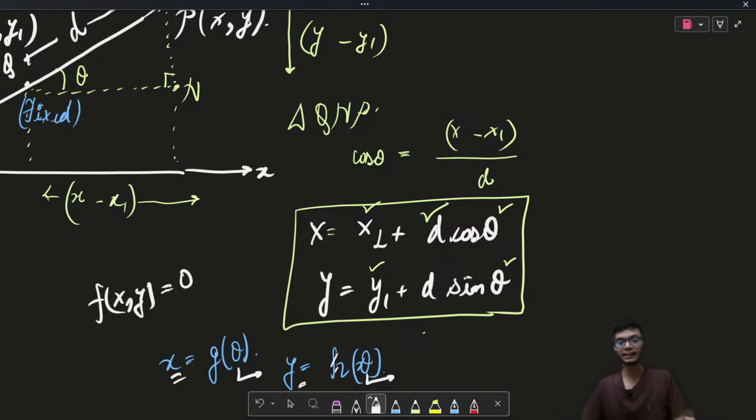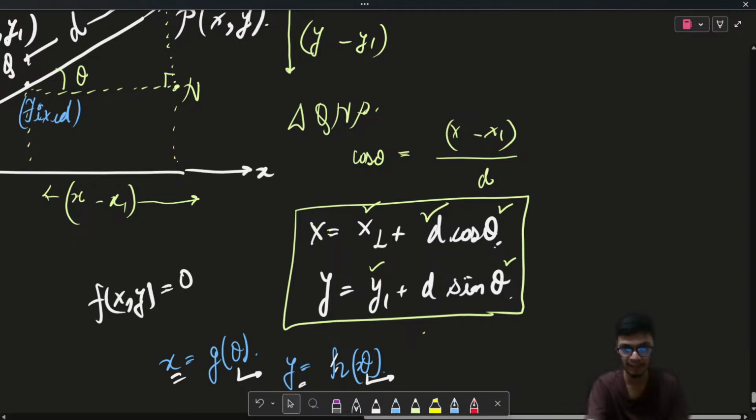So what I understand is that this theta is a parameter which is varied to generate a different set of values. Similarly over here, this theta or maybe d can be varied to obtain the different set of points on that particular line, right, to obtain the given point. So this is called the parametric form of any line equation.